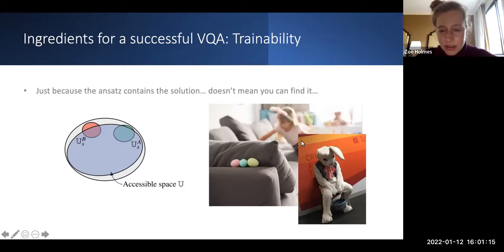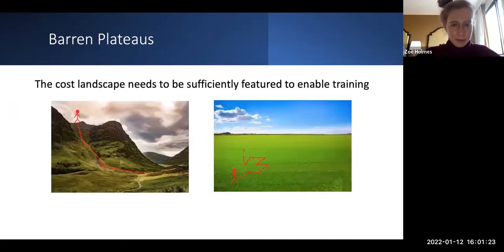So, Easter egg hunt: just because you're looking in the right room doesn't mean you're going to find the X. Just because your ansatz contains a solution doesn't mean you'll actually be able to find the solution. So in the context of minimizing a cost, your cost landscape is going to need to be sufficiently featured to enable training.